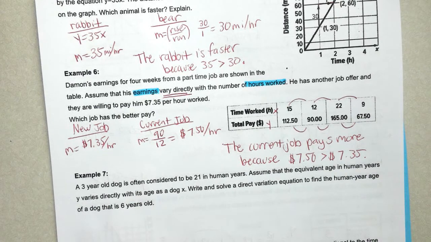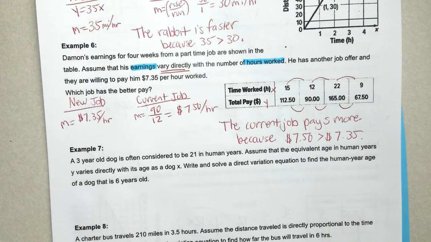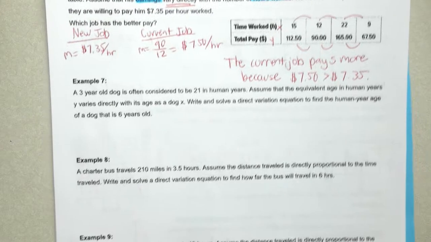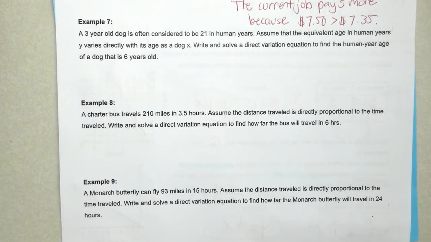Okay, the current job pays more. We know $7.50 is higher than $7.35. These are the last types of problems that we have, and these are a little bit different than the other ones.